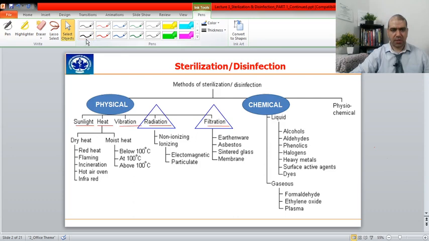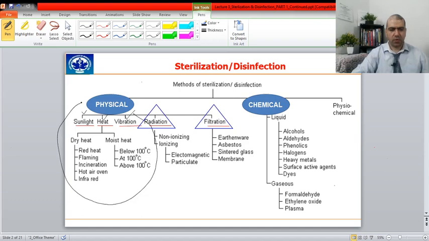In sterilization and disinfection, we have already discussed in the previous lecture the physical methods of disinfection. We talked about sunlight, heat, and vibrations, so that end is already covered in the first lecture. What we are going to cover in this lecture is the rest of the part, that is radiation and filtration. Then we will start with the third part, coming soon, that will include the chemical one. So today we'll be focusing on radiation and filtration.